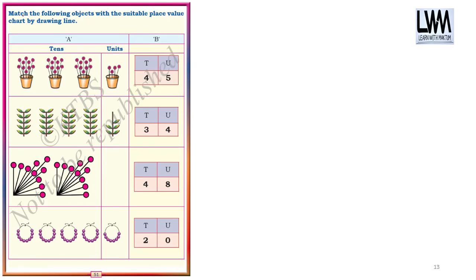Then we have to match the following objects with the suitable place value chart by drawing a line. Okay, now here how many tens are there? 3 tens are there. Each pot is having 10 flowers. So how many tens are there? 3. Then how many units are there? 4. So it will be 34. So where you can see 34 here? This one, right? And kids, one more thing.